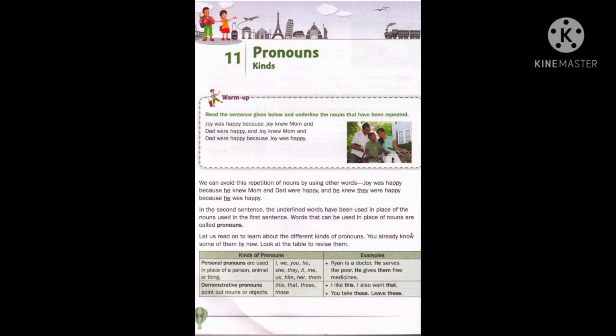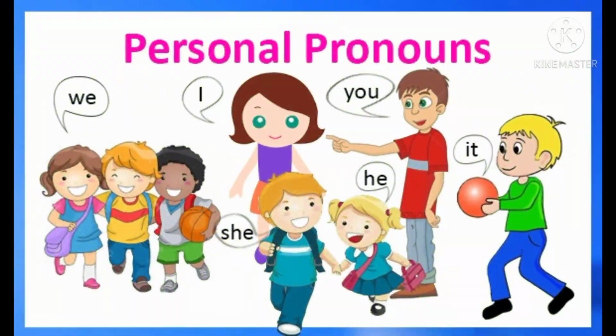Now students, today in this lesson we will focus on the personal pronouns and the demonstrative pronouns. So number one comes the personal pronouns. The pronouns we have been discussing so far, I, we, you, he, she, it, they, are all personal pronouns.